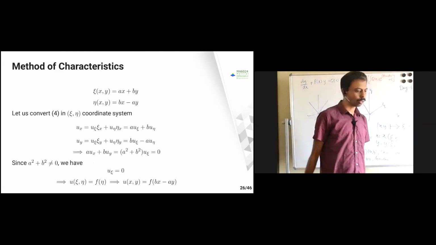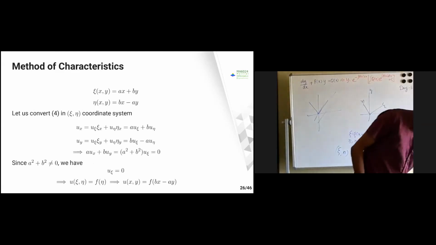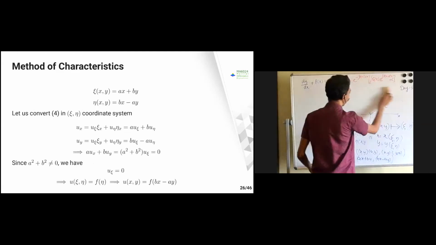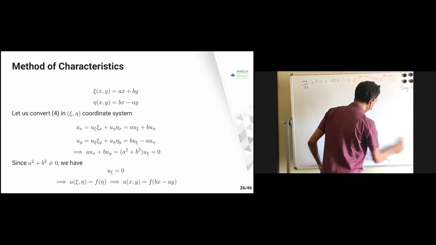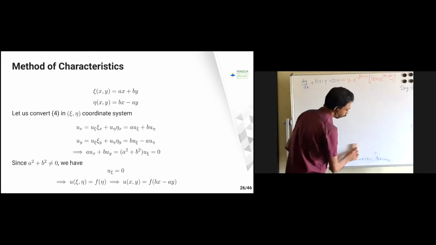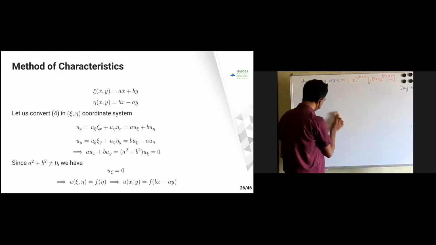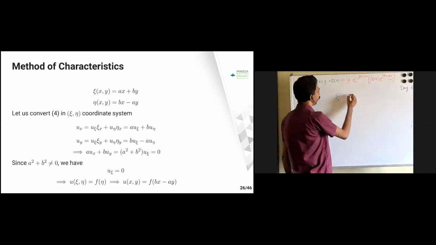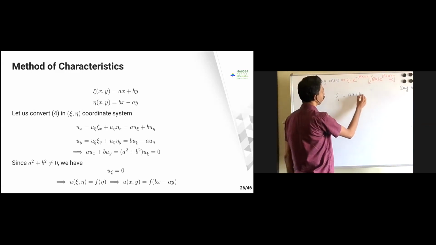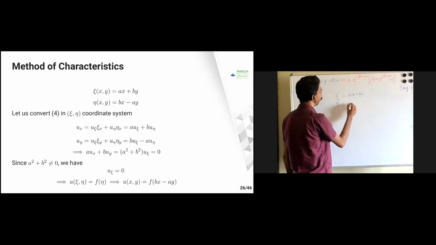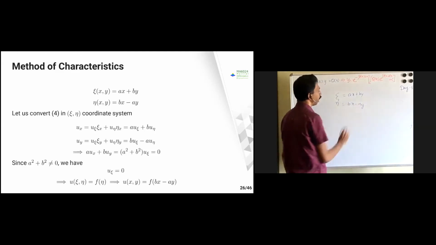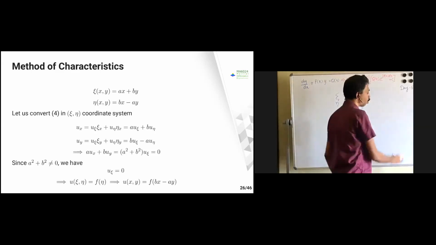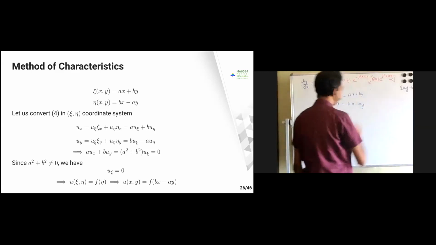Fine. So what is my chi and eta? I got my new coordinate system. My chi and eta is nothing but this one: ax plus by, and bx minus ay. So chi is ax plus by, and eta is bx minus ay. Our goal is that we are trying to bring this to an ODE. That is my underlying idea that I mentioned already.